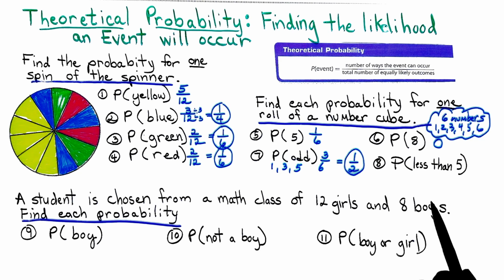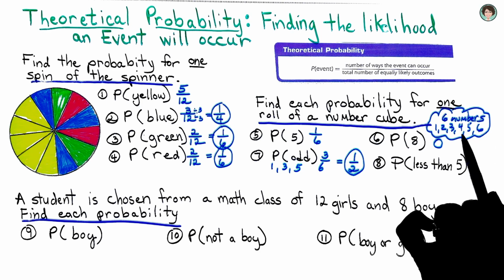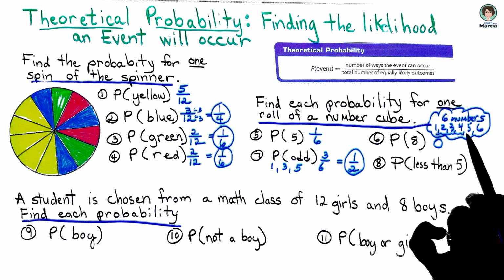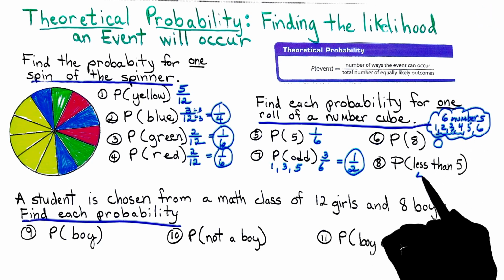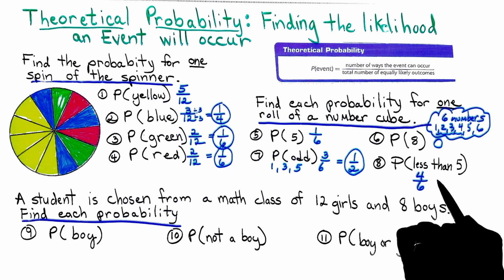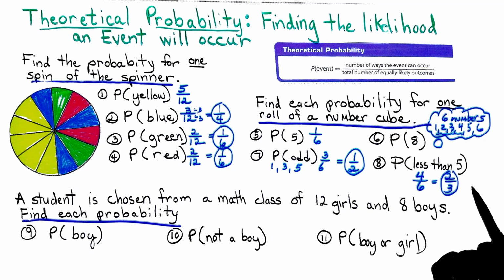And for the last one for this one, what is the probability of a number less than 5? Less than 5 are going to be our 1, 2, 3, and 4. So it would be a 4 out of 6 chance. Again, those are both even. We're going to divide them both by 2. 4 divided by 2 is 2, and 6 divided by 2 is 3. So we have a 2/3 chance of actually getting a number less than 5.